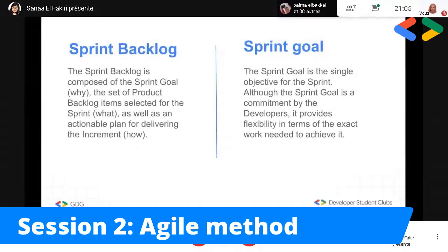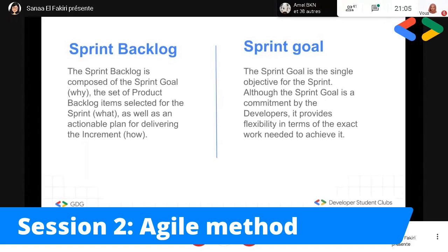Although the sprint goal is a commitment by the developers, it actually provides flexibility in terms of the exact work needed to be achieved. The sprint goal also creates coherence and focus. It also encourages the Scrum team to work together rather than in separate initiatives. The sprint goal is created during the sprint planning, as I already mentioned, and then we can add it to the sprint backlog.